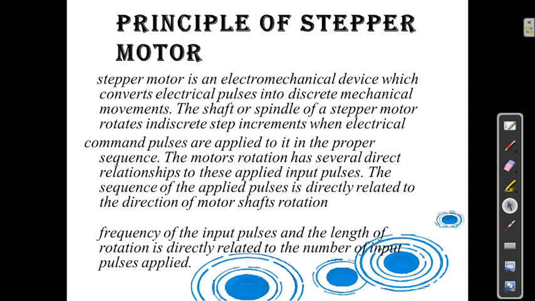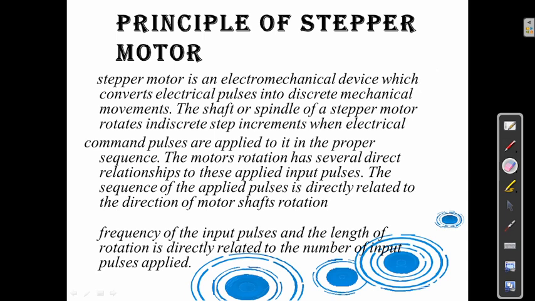The shaft or spindle of a stepper motor rotates in discrete steps, or increments, when electrical command pulses are applied in a proper sequence. The main purpose of the stepper motor is that it converts electrical pulses into discrete mechanical movements.